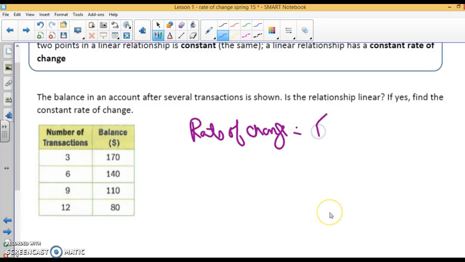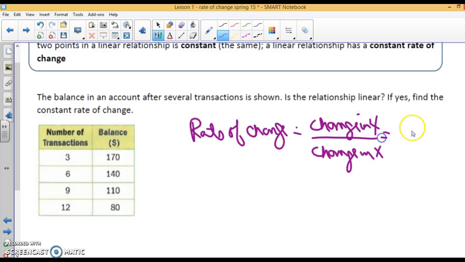So, rate of change can be change in y over change in x. Or, another way to write it is delta y over delta x. The Greek letter delta means change. Well, let's look here. We're going to call this x and y.